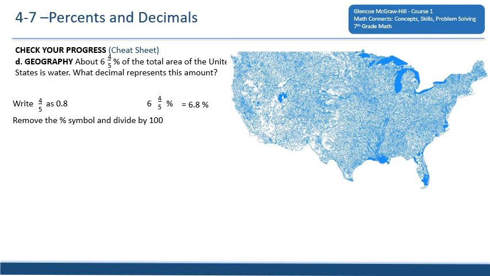So we're going to remove the percent and divide by 100. And that means we'll move the decimal 2 places to the left. And now we'll add a leading zero and we get 0.068. So 6 4/5% equals 0.068.